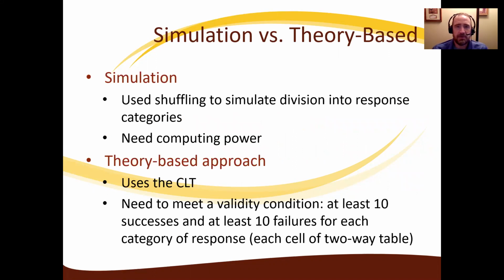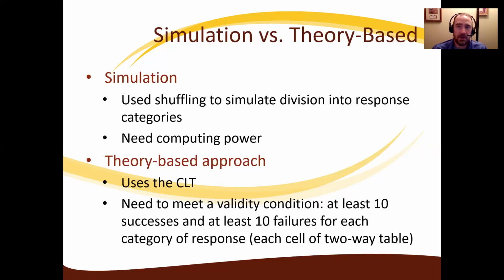In a simulation-based approach, we use shuffling to simulate the division into response categories. So we looked at that in the last video. We said, let's say the number of responses stay consistent. We can shuffle them up to see which categories they end up in, and that would simulate the null hypothesis. We need computing power to do that.